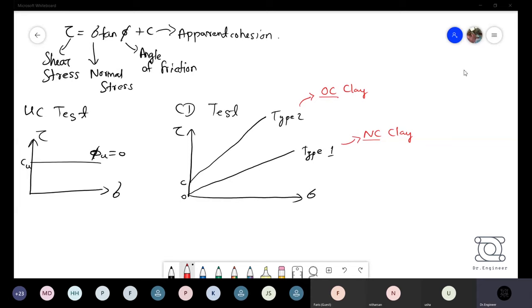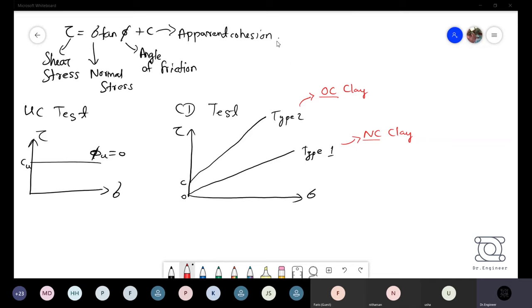So now the person who spoke is saying that a soil whose current stress is greater than pre-consolidation pressure is normally consolidated clay, and whose current stress is less than pre-consolidation pressure is over-consolidated clay. So that is the explanation she gave right now, right? But that is not the case here. The explanation suits only OC clay.